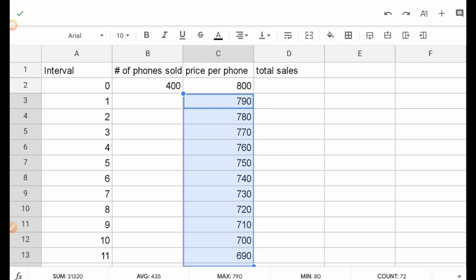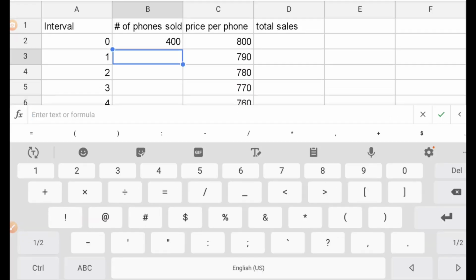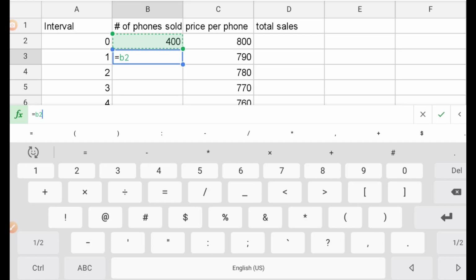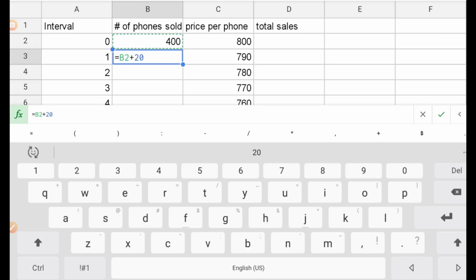All right, now what happened to the number of phones sold? Well, the number of phones increased. So let's do equals, and we need whatever's in B2, whatever's in that box, and then we are going to add 20 to this one every time. So add 20, okay? Press enter, and there we go. We added the 20. But I want to copy that rule now. And I'm going to drag and drop it all the way down.